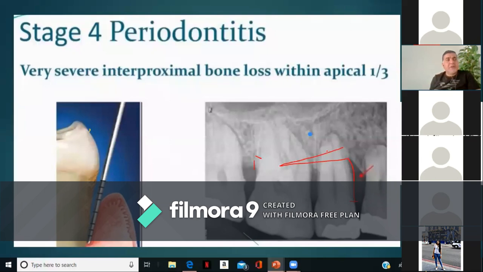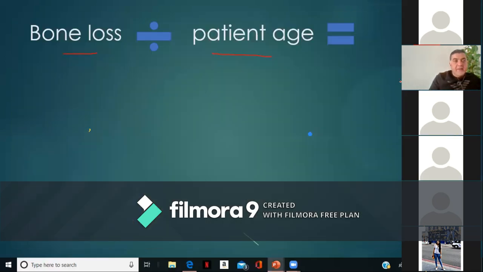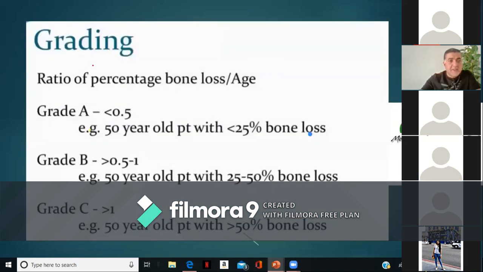Now, when we assess the bone resorption, we assess the interproximal bone resorption. Why? Because in the x-ray, the buccal and the lingual side are not shown, they are superimposed. So that's why all our assessment will depend on the interproximal bone resorption. So again, this is how we assess the grading: bone loss on the patient's age, and see what the result is. Anything less than 0.5 is grade A, anything more than 1 is grade C, anything in between is grade B. This is the grading system.